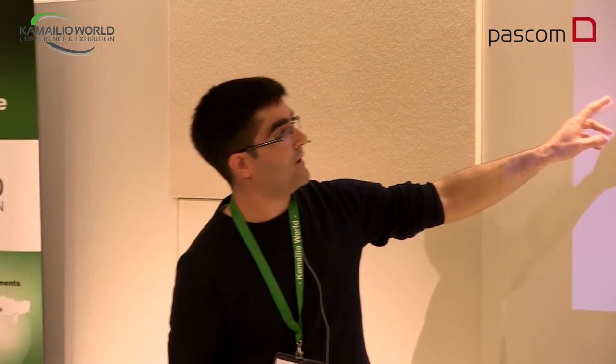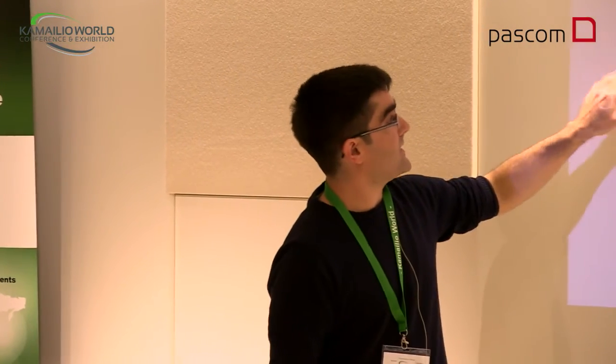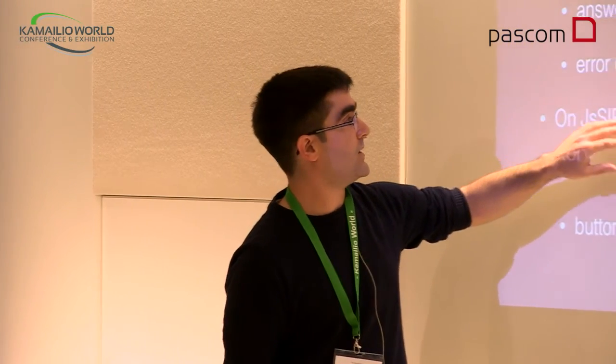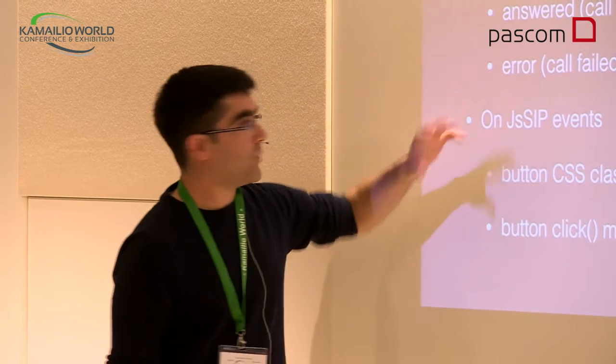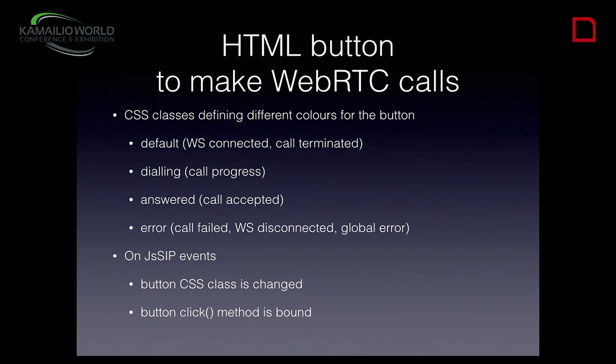As you see, we join this status with events. These are JsSIP events. So when a call has failed or the WebSocket is connected or there's a global error, we just color the button red or any other color. So on JsSIP events, we change the CSS class, and also we bind the click method to the corresponding action.